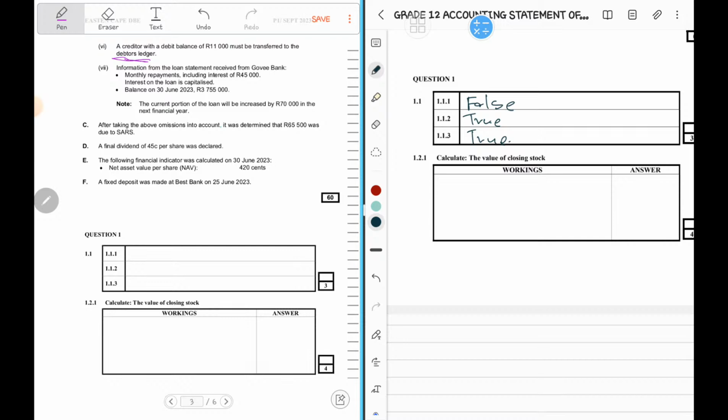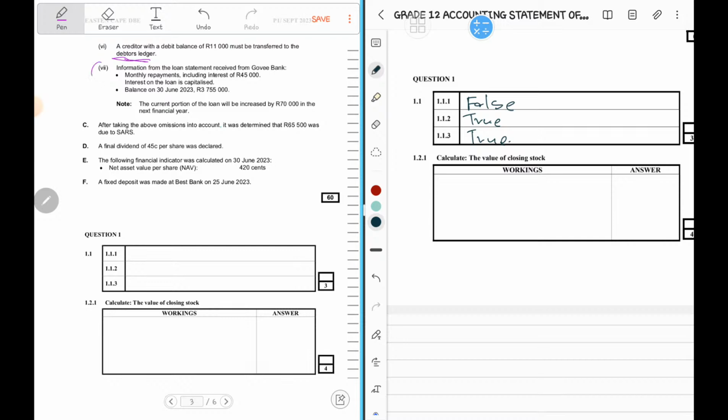Now since we want to cancel the debit balance, it means we are going to credit creditors control, which is a liability. Whatever you record on the credit side of the creditors control will increase the creditors control. But since here we are cancelling it, it doesn't matter whether it increases or not.